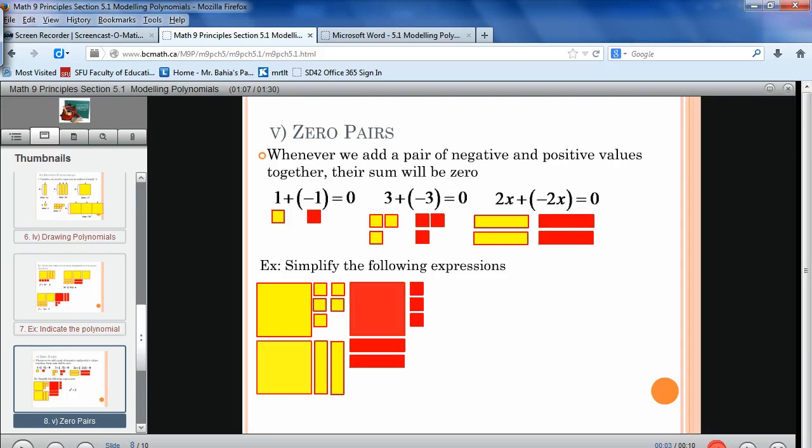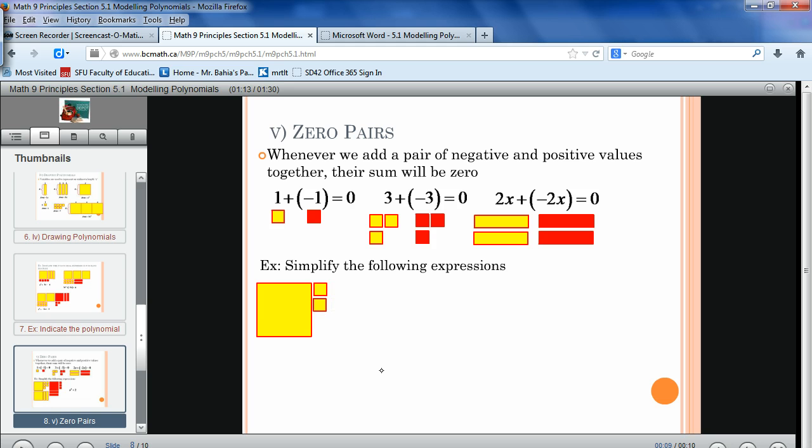Okay, this expression here. Simplify the following expression. So, let's have the yellows and reds cancel each other out. These two yellow and reds cancel each other out. I'm guessing these two reds are going to cancel out those two yellows. And these 3 reds are going to cancel out 3 of these yellows. And they're gone. And what are you left with? X squared plus 2. That's it. There's no x's left. No rectangles left, so just x squared plus 2.